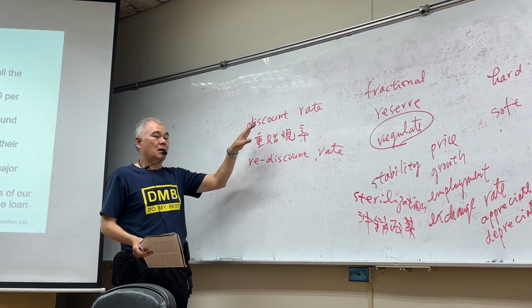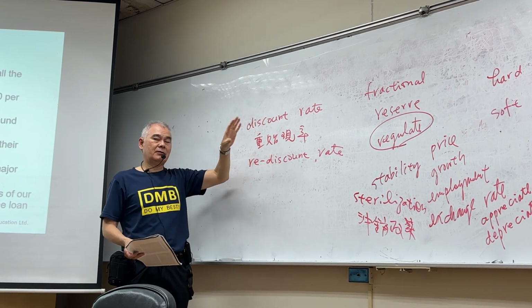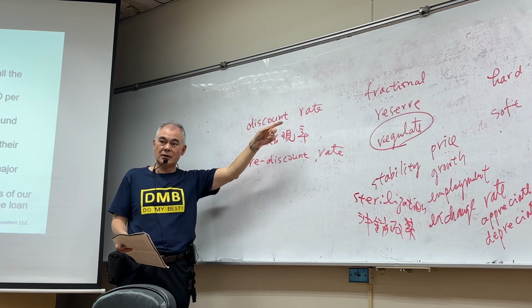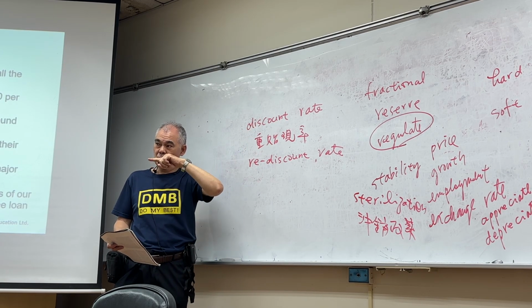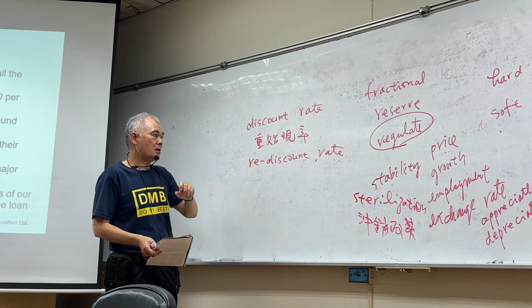But for the moment, I haven't seen any exception. It is just called discount rate. But in terms of translation, we call it 重贴现率.